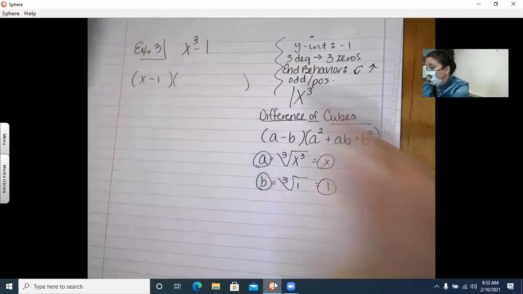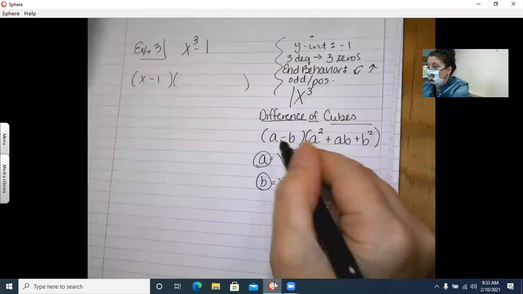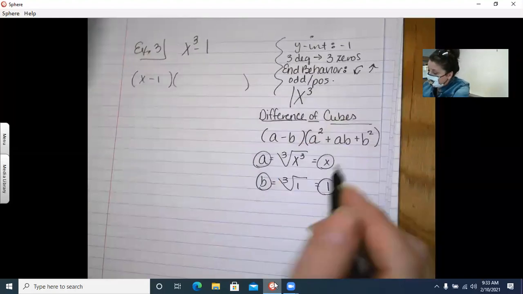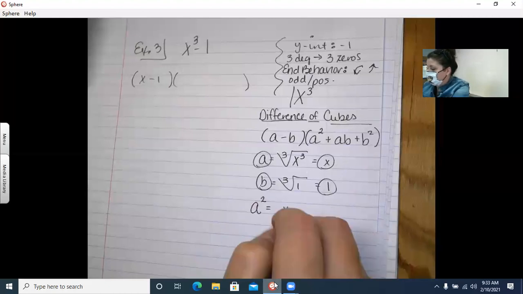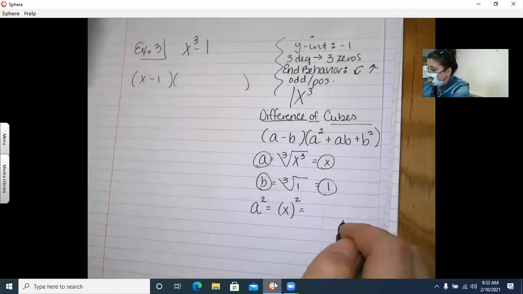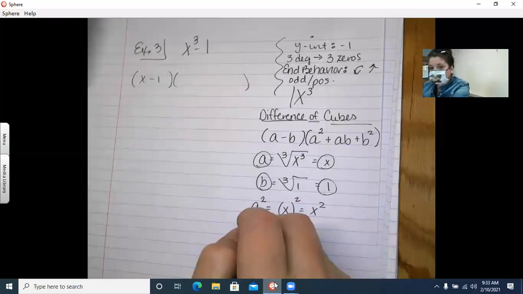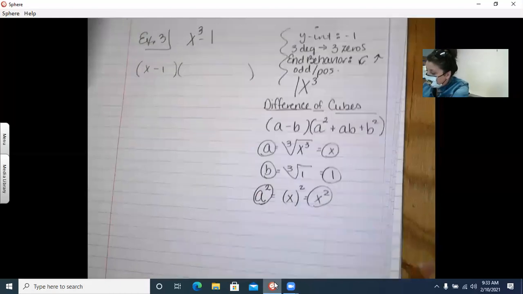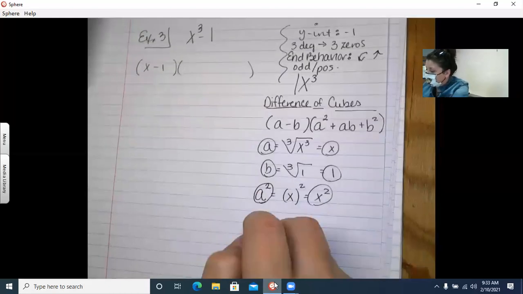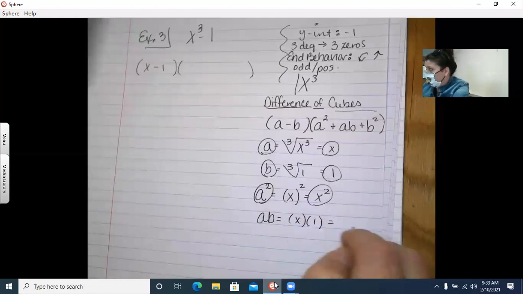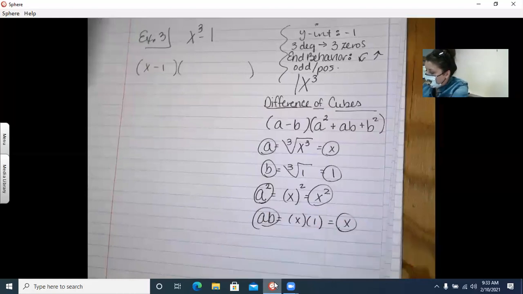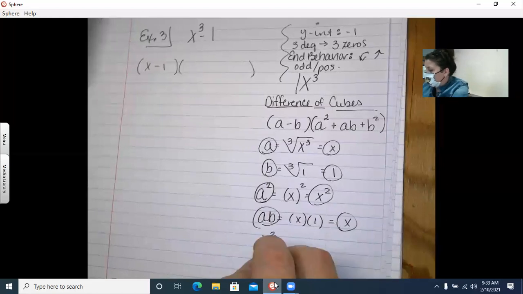The sign comes from the identity. Whatever the sign in the identity says, that's what we use. Now we need to find a squared. So a is x, what happens when we square x? We get x squared. Easy enough. Then we have to find a times b. So a is x times b is 1. What is x times 1? Just 1x, which we call x, correct? Then we have to do b squared. So b is 1. What is 1 squared? 1.